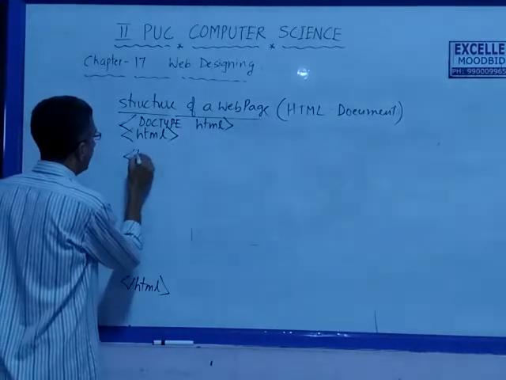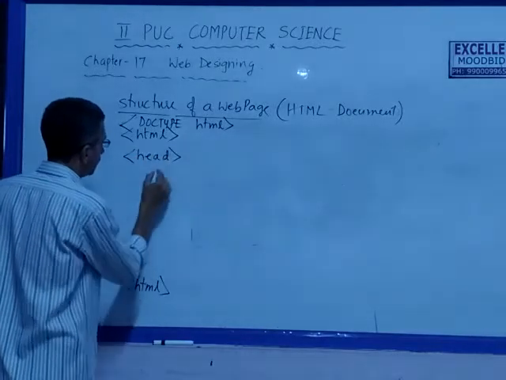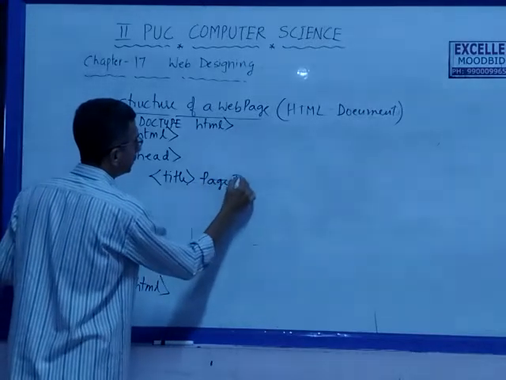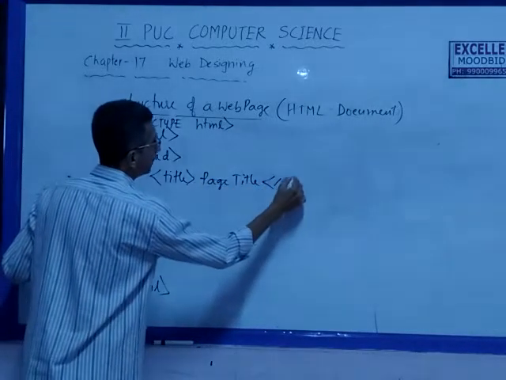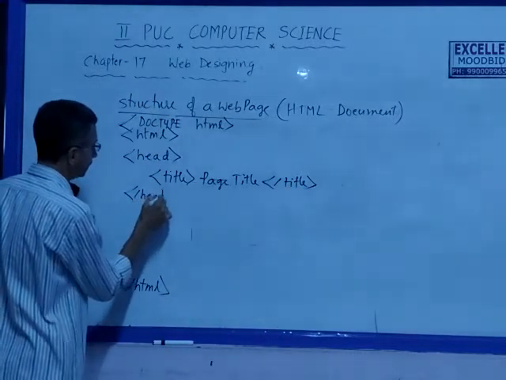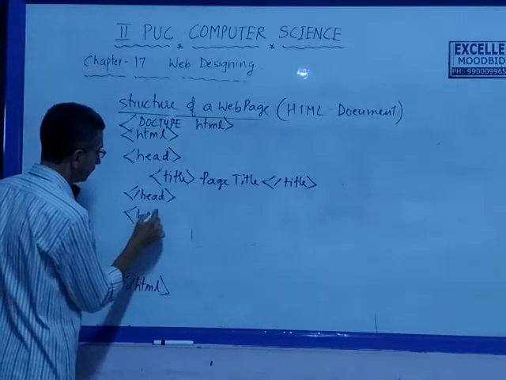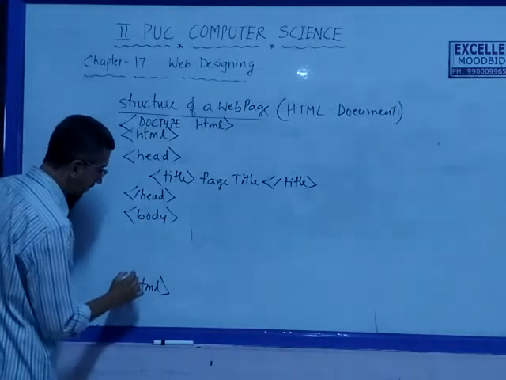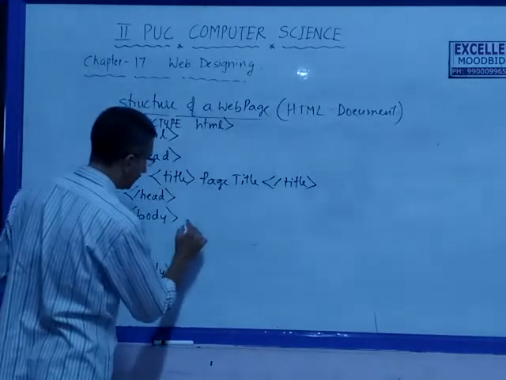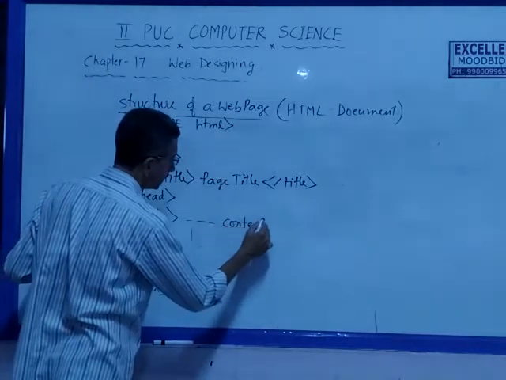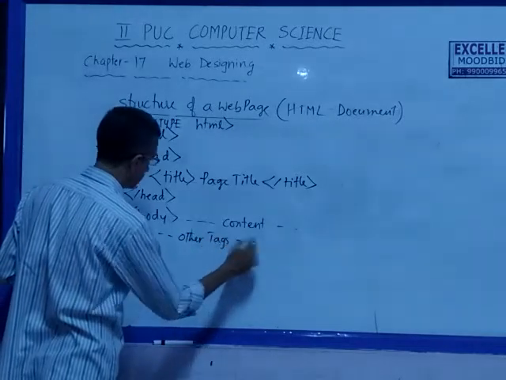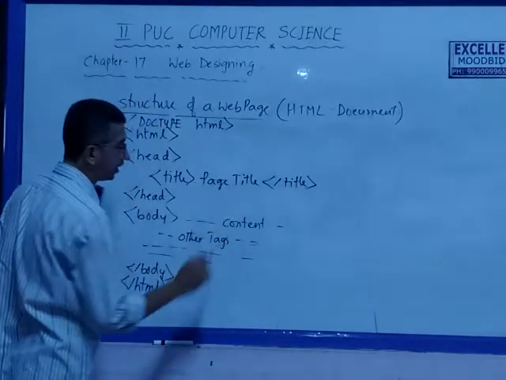HTML. Next, the head tag. Along with this, the title, the page title here, and close title, then close head. The body tag. Here the body tag contains all the content, along with the other tags. Right? So this is called the body tag.